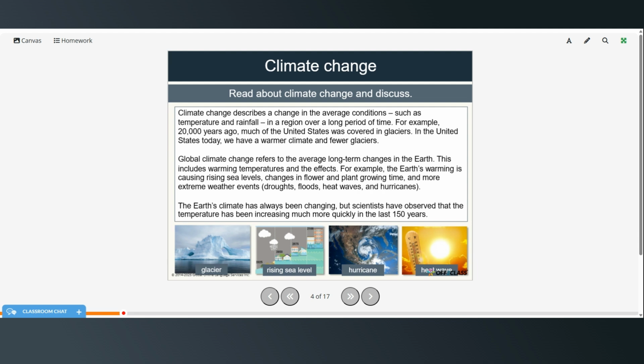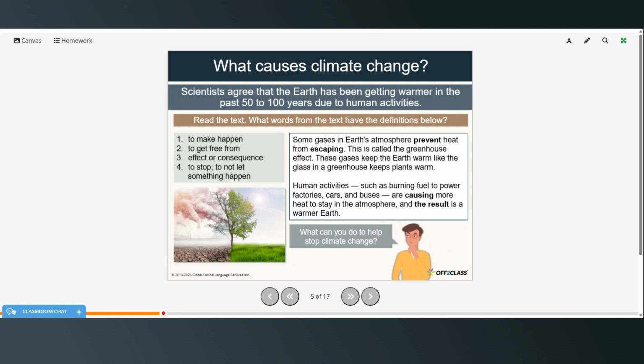For example, the Earth's warming is causing rising sea levels, changes in flower and plant growing time, and more extreme weather events: droughts, floods, heat waves, and hurricanes. The Earth's climate has always been changing, but scientists have observed that the temperature has been increasing much more quickly in the last 150 years. So, what causes climate change? Scientists agree that the Earth has been getting warmer in the past 50 to 100 years due to human activities. So, we're going to read the text and then find what words from the text have these definitions.